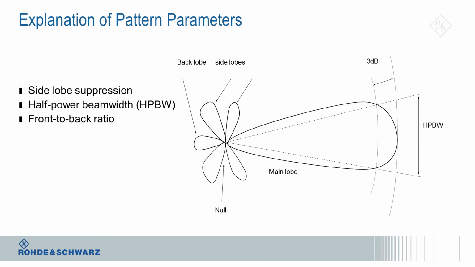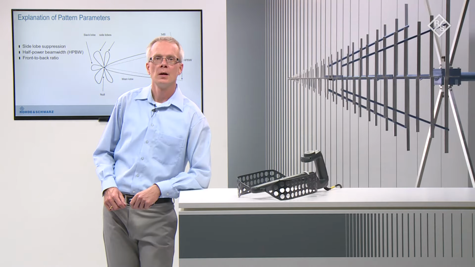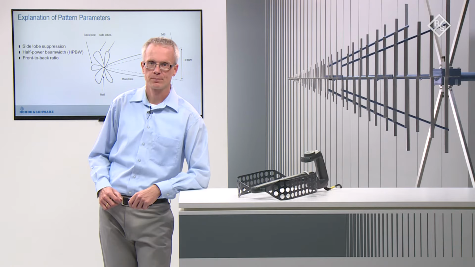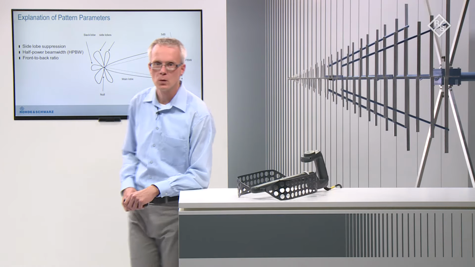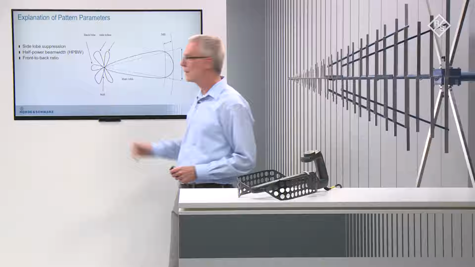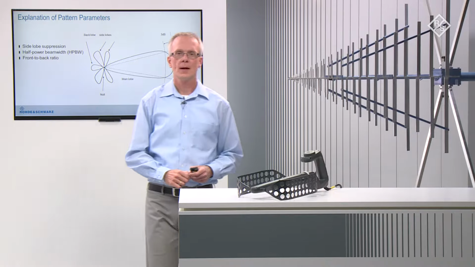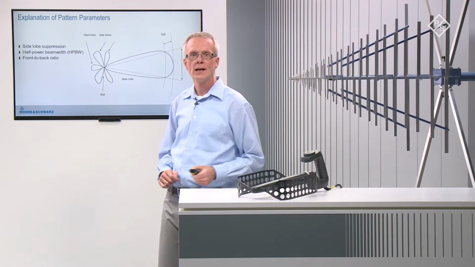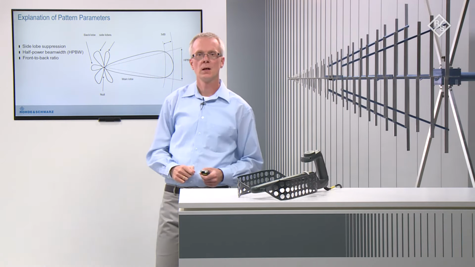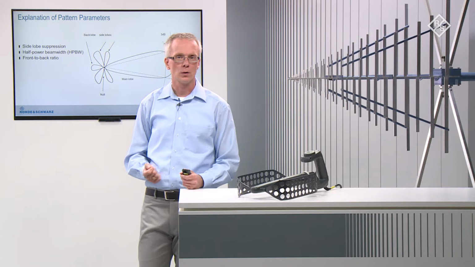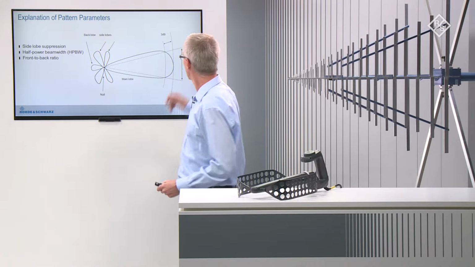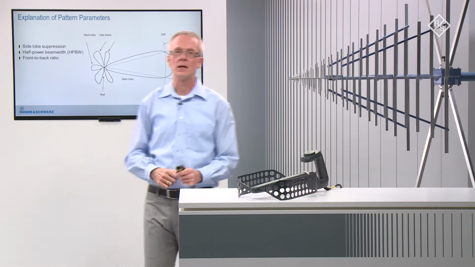From the radiation pattern, we can derive certain additional parameters. As an example, this is shown on the pattern of a highly directive antenna. We can identify the so-called main lobe and a certain amount of side lobes as well as the back lobe. The side lobe suppression is a measure of the relation between the main lobe and the highest side lobe. The half-power beam width, or also called the 3 dB beam width, is the angle between the 2 points in the main lobe that are down by 3 dB from the peak.